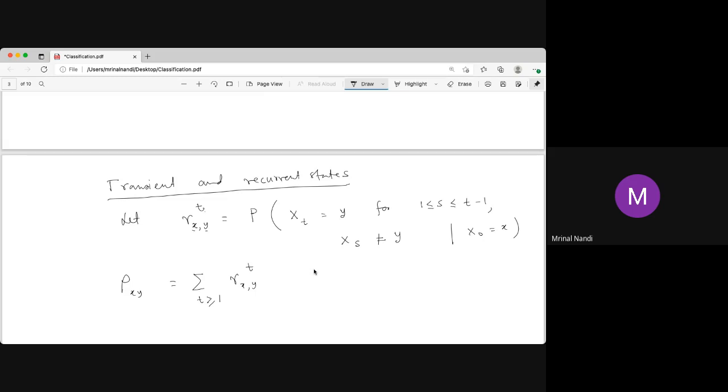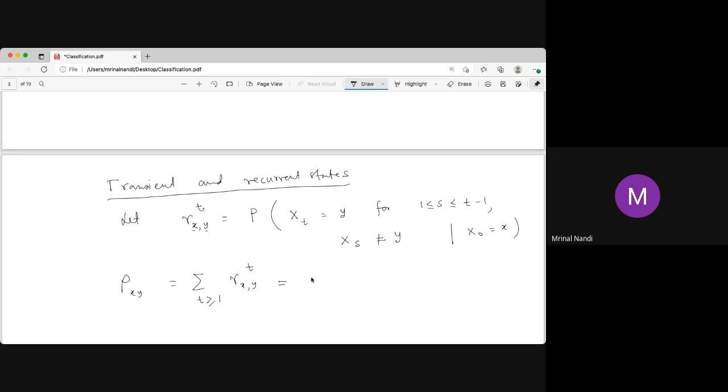So what does rho_xy mean? It means that starting from x, it will reach y. What is the probability of that? Whether it is the first time or second time, one step or five steps, doesn't matter. What is the probability that it reaches y? Clear? So this is called rho_xy, the definition.